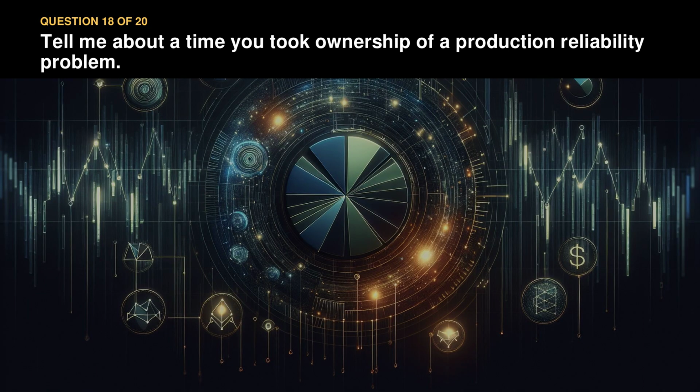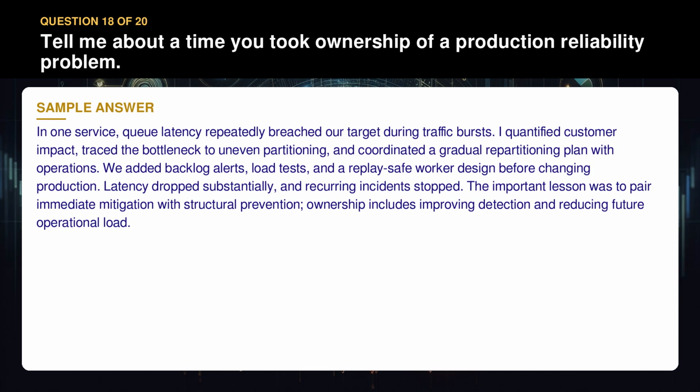Question 18. Tell me about a time you took ownership of a production reliability problem. In one service, queue latency repeatedly breached our target during traffic bursts. I quantified customer impact, traced the bottleneck to uneven partitioning, and coordinated a gradual repartitioning plan with operations. We added backlog alerts, load tests, and a replay-safe worker design before changing production. Latency dropped substantially, and recurring incidents stopped.